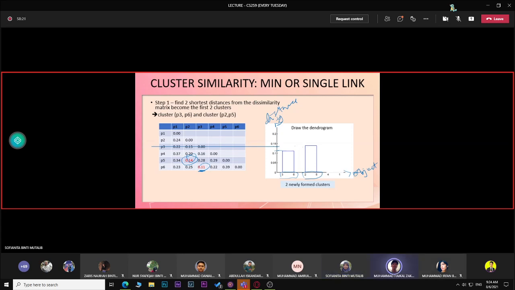Distance between clusters. Update. Maksudnya sebelum kita calculate distance between cluster, kita kena update tadi.